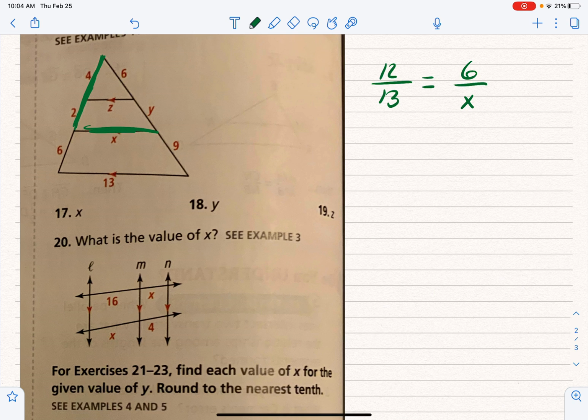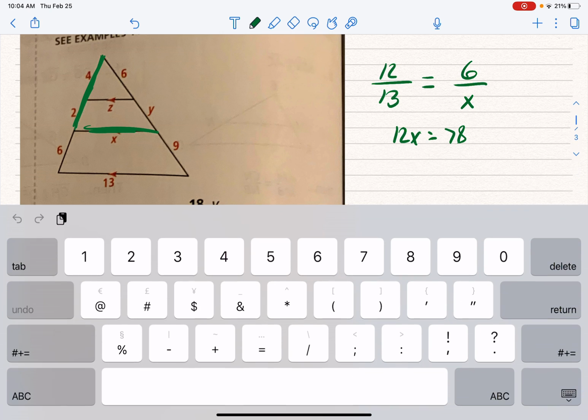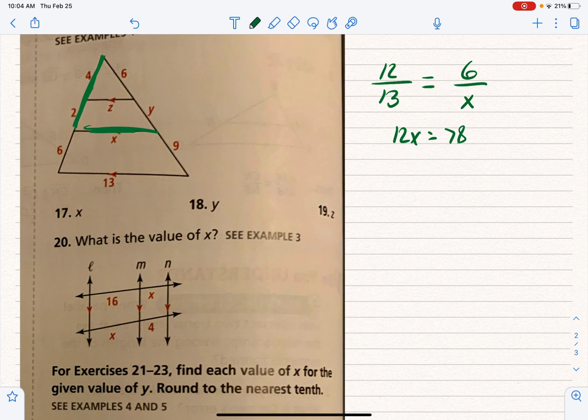Cross multiply, and you'd go 12x is equal to 78. Divide both sides by 12. And we get that x is equal to 6.5. Okay, that's pretty simple. So now we have a value for x that we can kind of put in. We know that is 6.5. That's an exact answer. So we could use that if we wanted to.